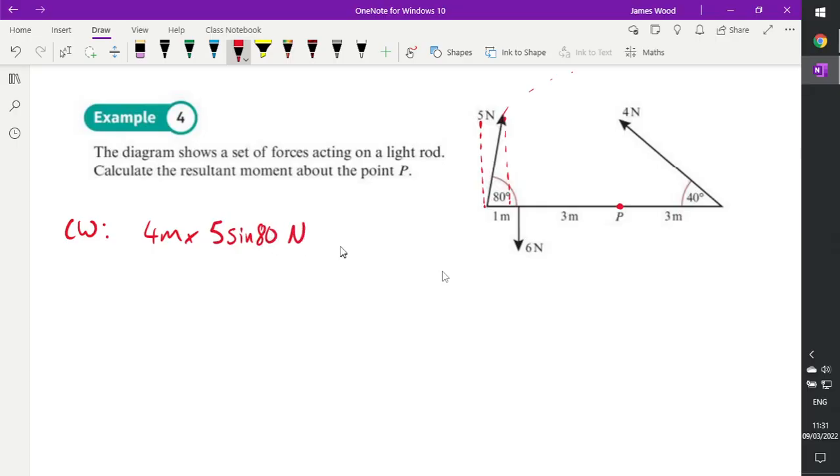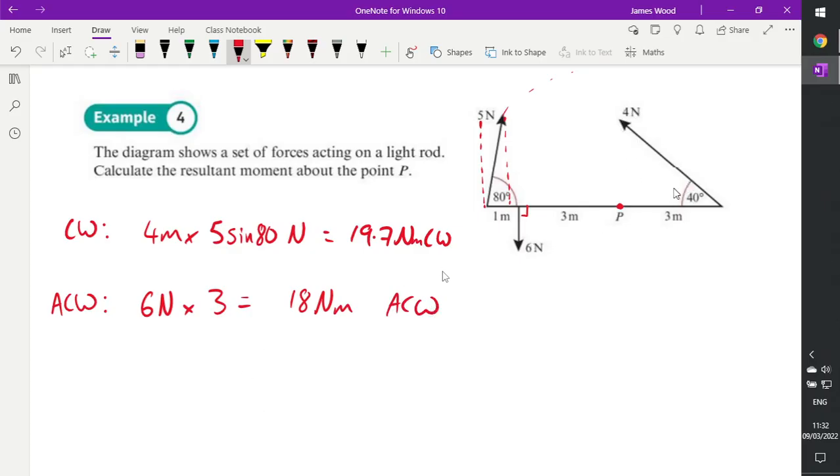And that's a force, that's in newtons. So you've got 4 times 5 sine 80. So that's 19.7 newtons, and that is making it go clockwise. Now we've got the 6 newtons here. This is obviously going to make it go anti-clockwise. So that is 6 newtons times the distance, which is already perpendicular, of 3. So that's 18 newton meters anti-clockwise.